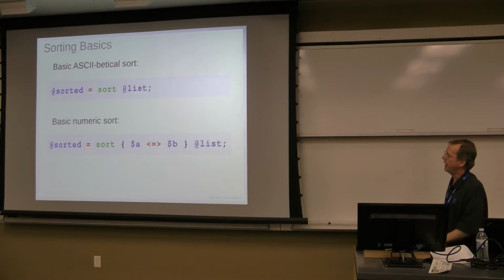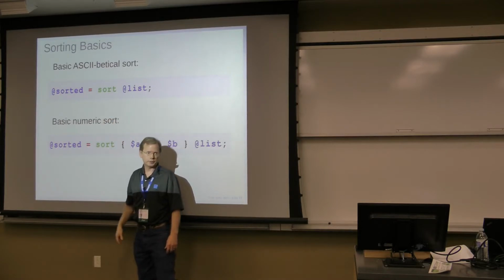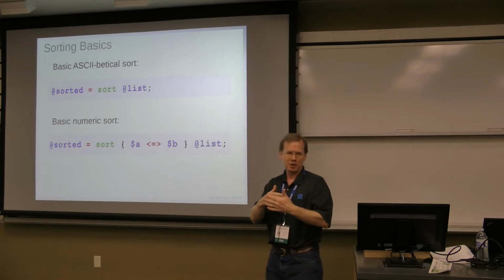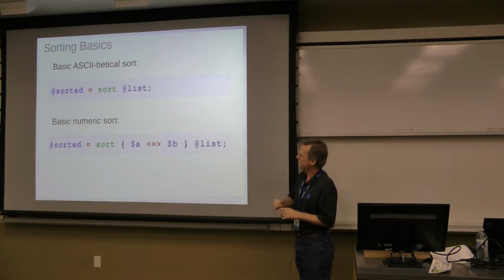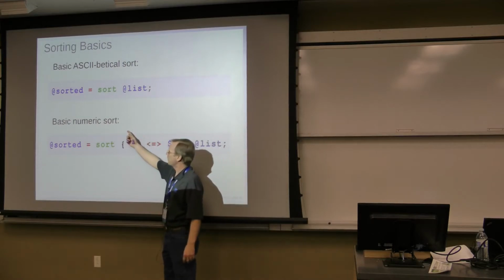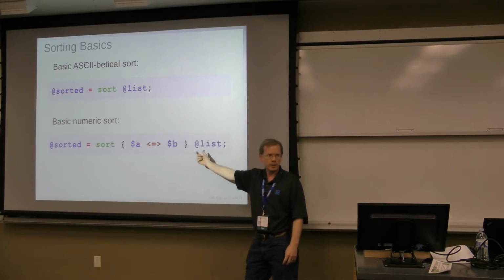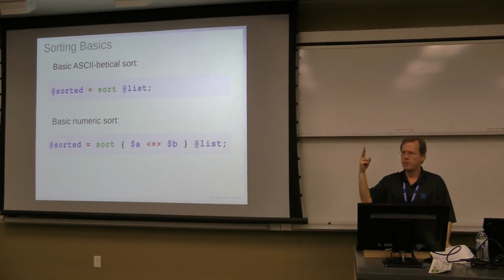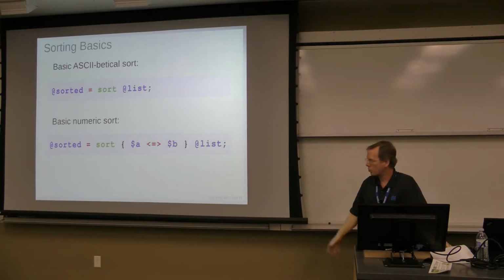So the basic sort, an ASCII collating sequence sort, is very simple. You just give it sort, the list, and it returns a list sorted in ASCII collating sequence. And remember that your uppercase letters will come before the lowercase letters. So that might be a little disconcerting. There's ways we can get around that. And then if we want to do a numeric sort, we just have to say $a, numeric compare $b in the code block. Those two sorts are the most common ones you will use. Knowing those, that's probably 90 or 95% of the sorts you'll ever have to do. But you can do so much more with sort.